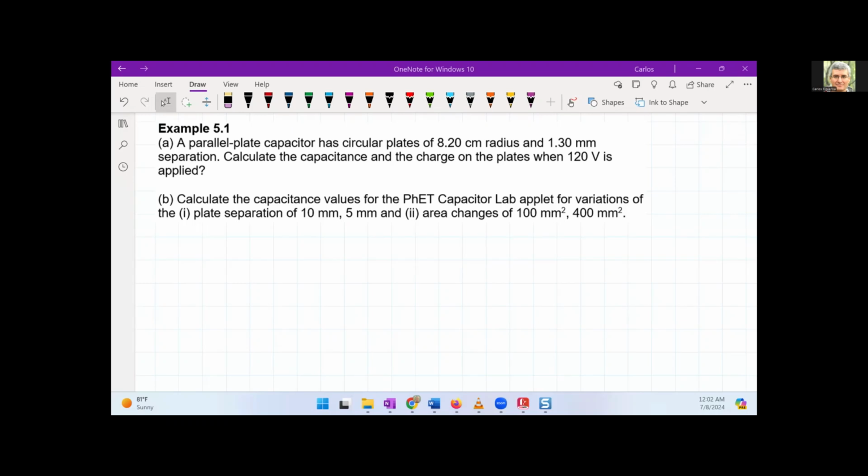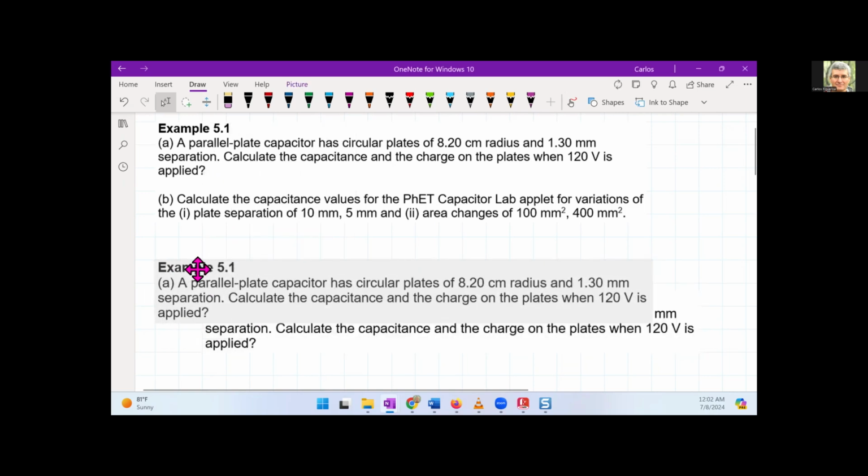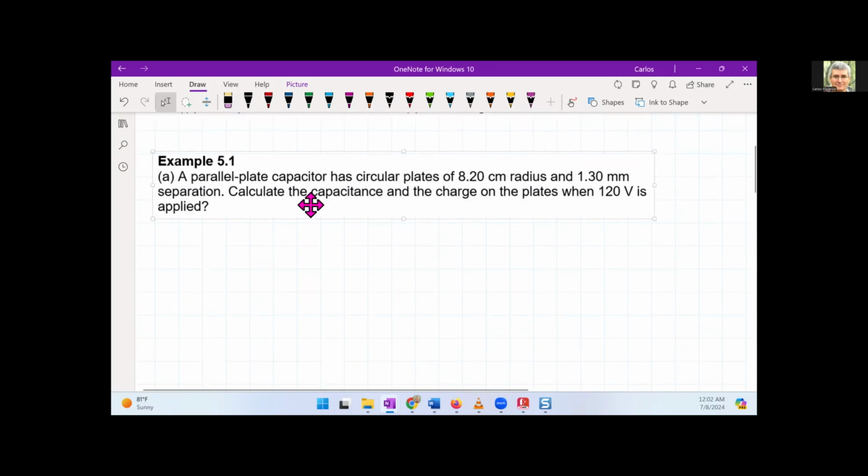Example 5.1a. A parallel plate capacitor has circular plates of 8.20 centimeter radius and 1.30 millimeter separation. Calculate the capacitance and the charge on the plates when 120 volts is applied. There's a second part, B, but let's go through the first part first, and I'll come back and we'll look at B. So here's the first part that we want to look at.